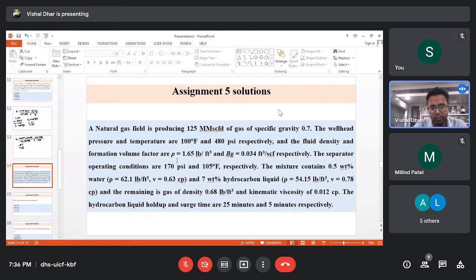The mixture contains 0.5 weight% water having density of 62.1 lb per feet cube and viscosity of 0.63 centipoise, and 7 weight percent hydrocarbon liquid, meaning oil, which has density of 54.15 lb per feet cube and viscosity of 0.78 centipoise, and the remaining is gas of density 0.68 lb per feet cube and viscosity of 0.012 centipoise. The hydrocarbon liquid holdup and surge time are 25 minutes and 5 minutes respectively. Note down the parameters quickly.